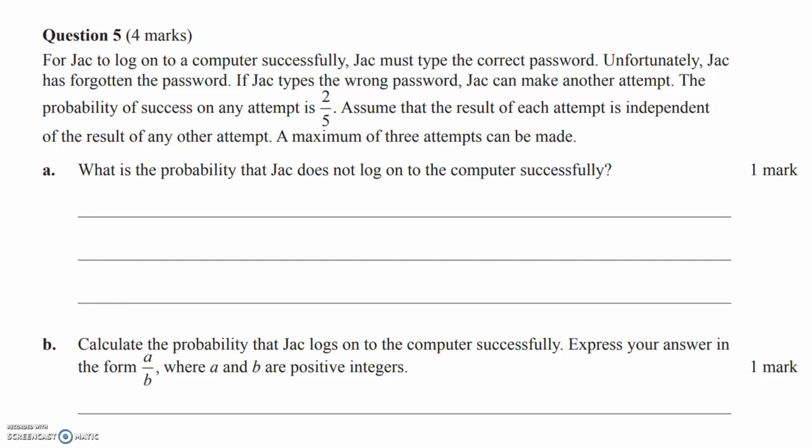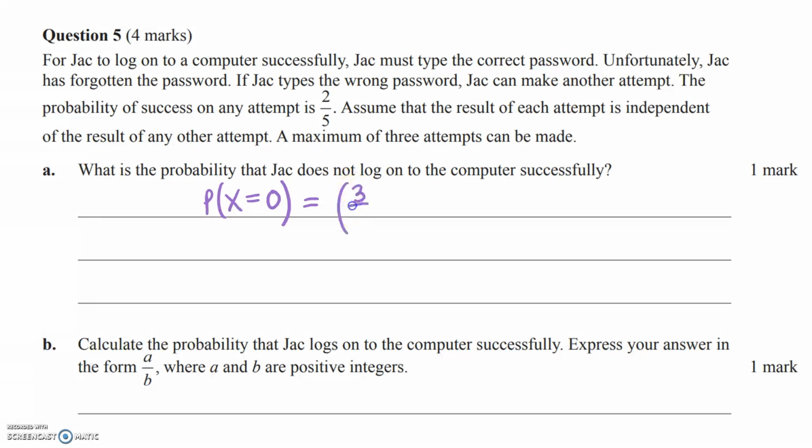So Jack is clearly trying to hack into a computer and should be jailed. However, we're looking at his success chances. The probability of success on any attempt is 2 out of 5. That means the probability that he fails is 3 out of 5. So the chance that he fails 3 attempts in a row and doesn't log on successfully is just the probability that he succeeds 0 times, which is the probability that he fails 3 times.